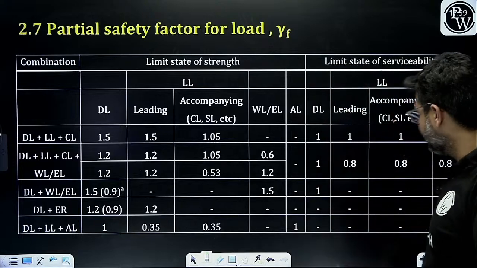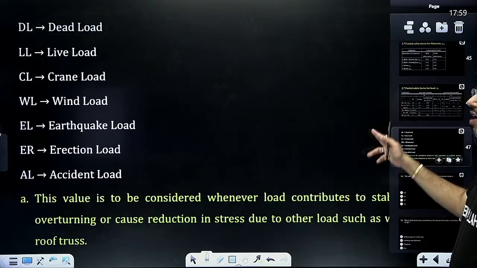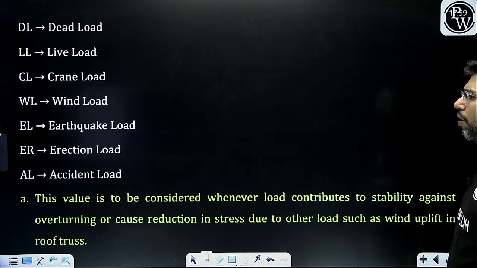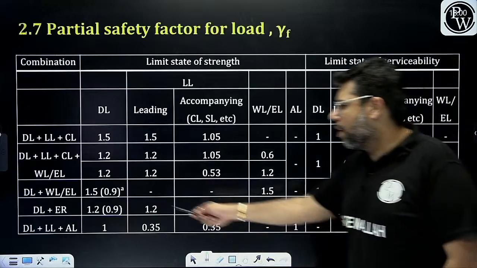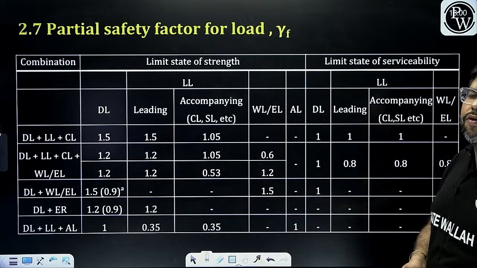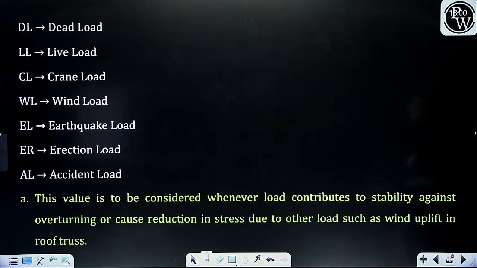You have already studied this in RCC, so I am not going into detail here. These are all the loads I have mentioned: DL means dead load, live load, crane load, wind load, earthquake load, etc. This factor of 0.9 you also understand. You take 0.9 when your dead load is giving stability; in that case the factor of safety you use is 0.9.